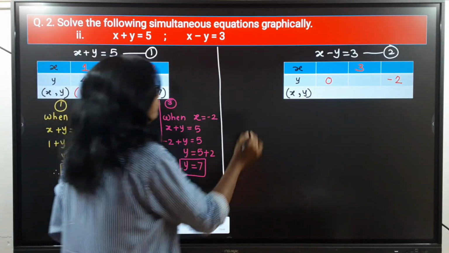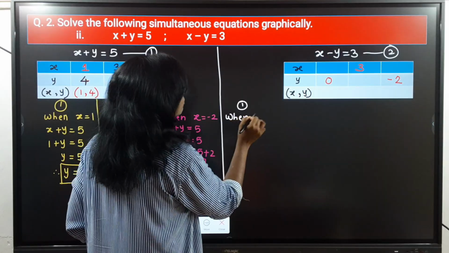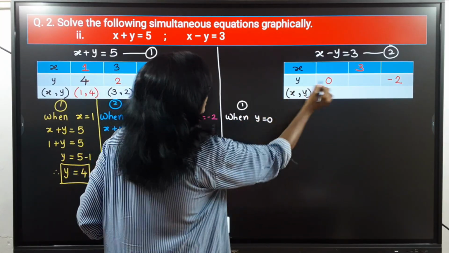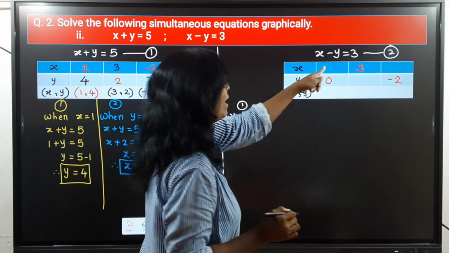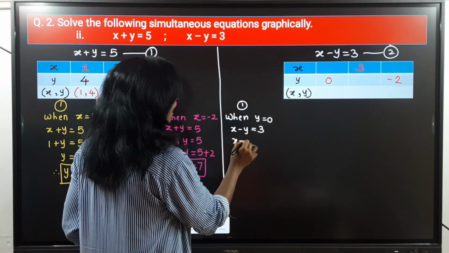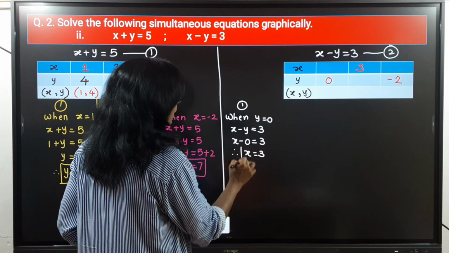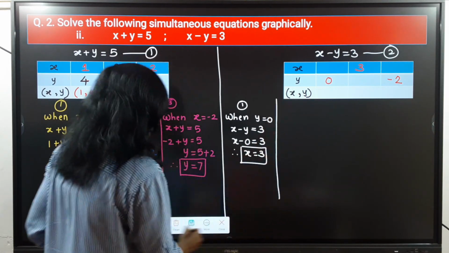So first here we write down the value when y is equal to 0, students, and we have to find out the value of x. The equation is x minus y is equal to 3. So here x minus 0 is equal to 3. So here x is equal to 3. Then the next value.